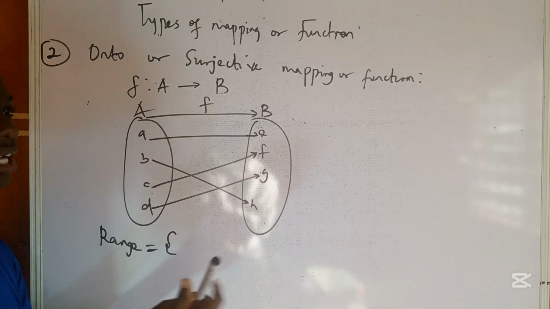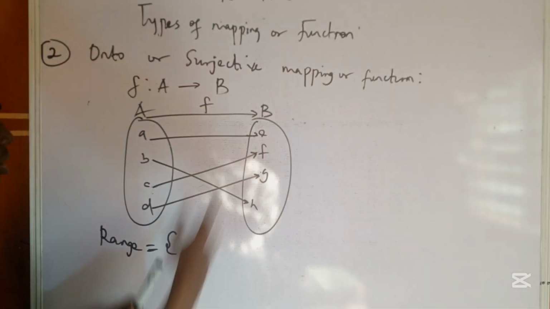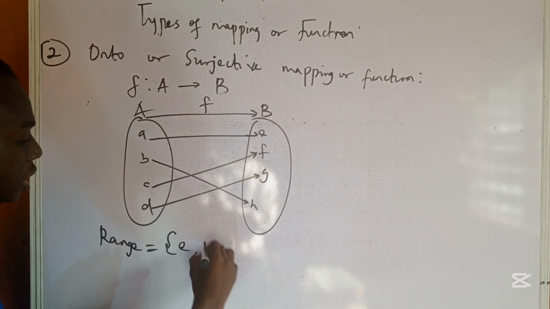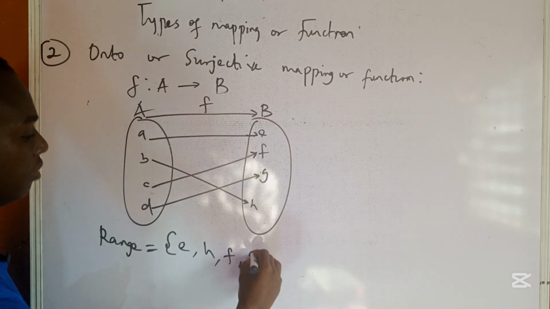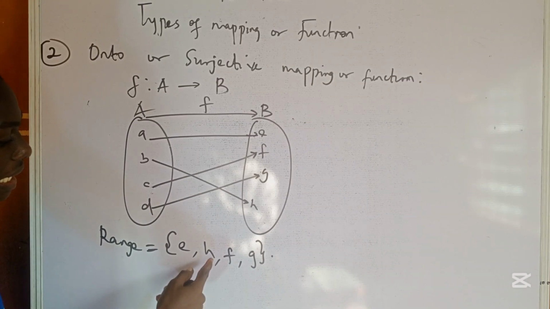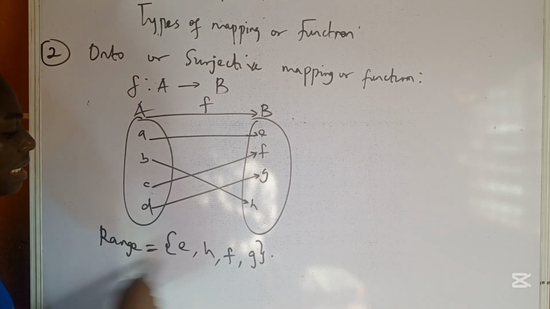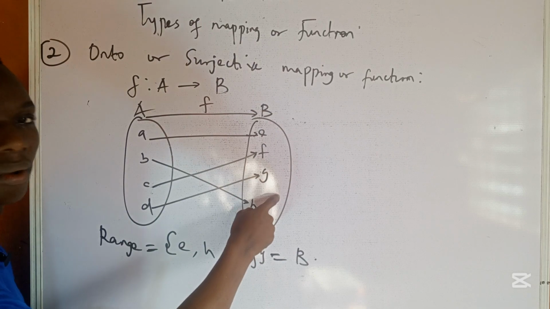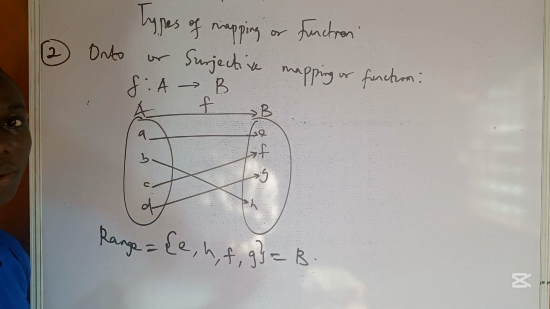The range is a set that contains all the images. The first image we have here is E, because A is mapping to E. The second image we have here is H. Then we have F. Then we have G. Now look at this. The elements in the range are E, H, F, G, which equals the codomain. Since the range is equal to the codomain, therefore this map or this function is a surjective or an onto function or map.